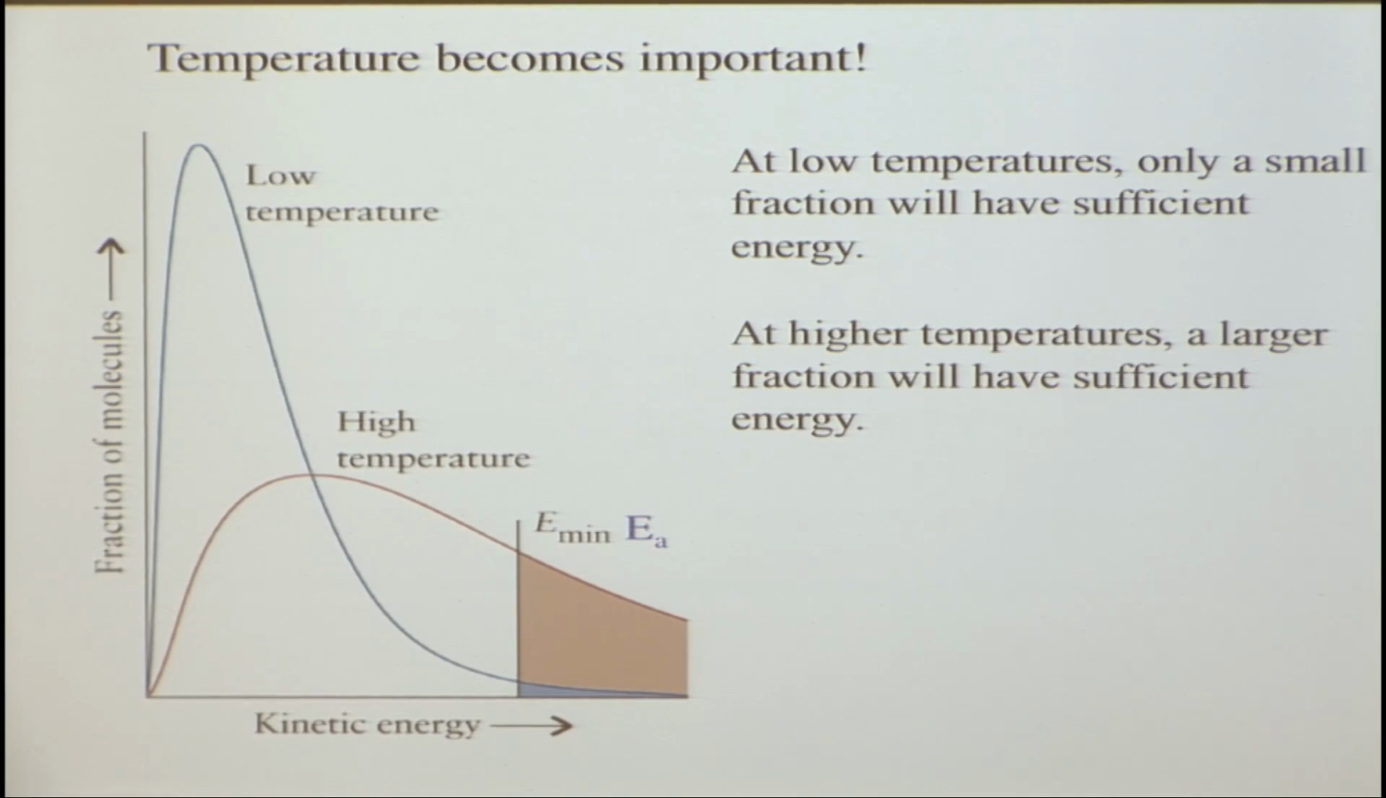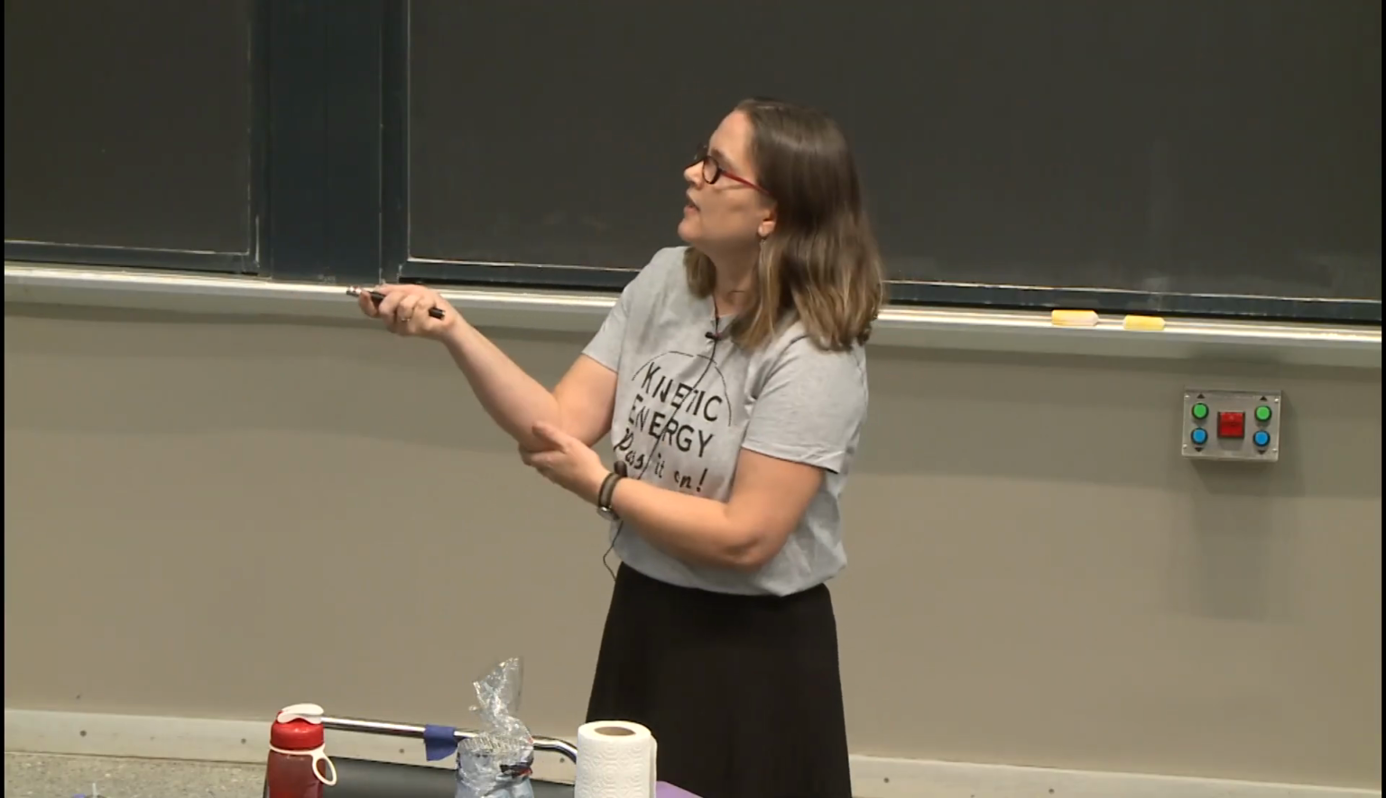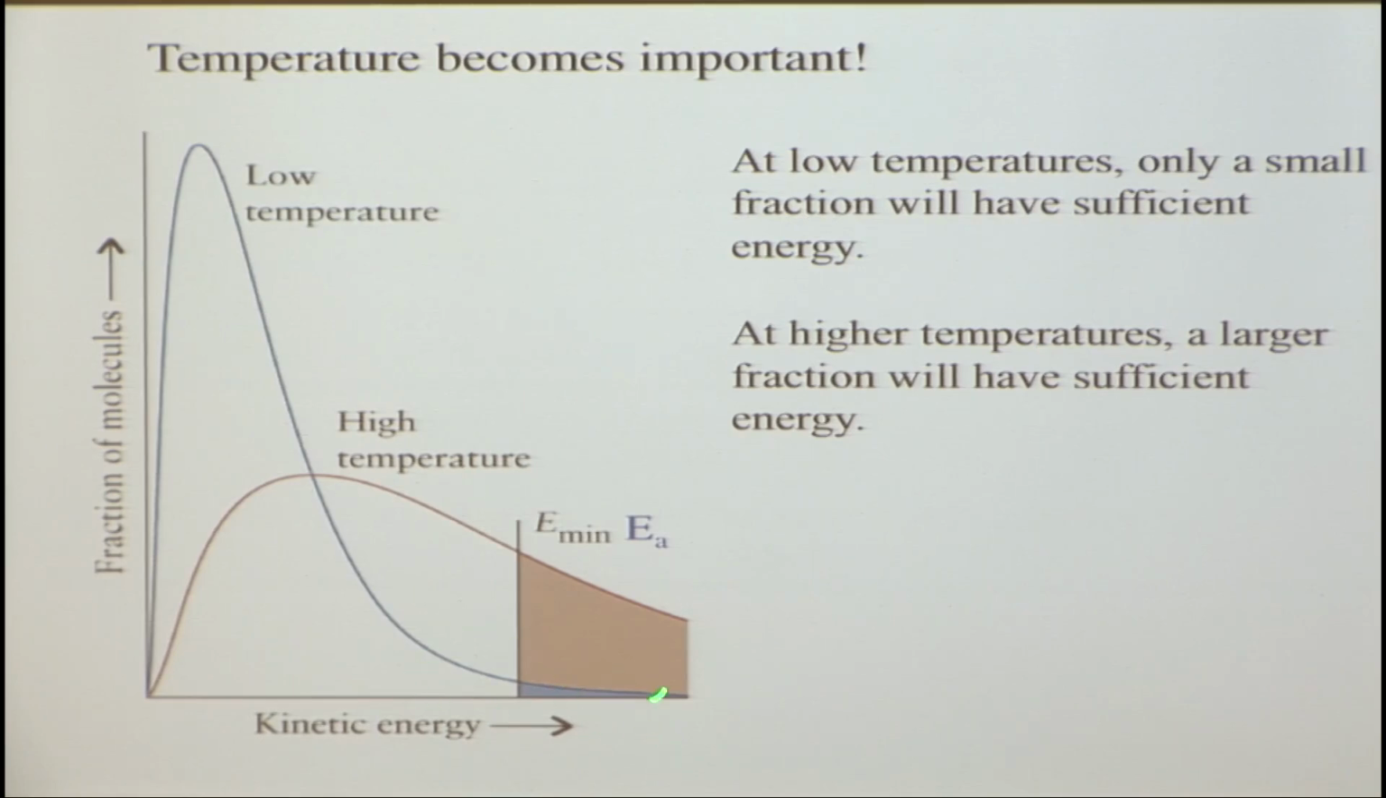So if you're at low temperature over here, most of your molecules are going to have a low kinetic energy, but it will tail off. And there will be some molecules that will have a higher energy. And if this line here represents that minimum energy, that critical energy, or that activation energy, in blue here, we have those low temperature molecules. Only a very small fraction of those will have the energy to react. We'll be able to overcome that minimum energy, that critical energy needed.